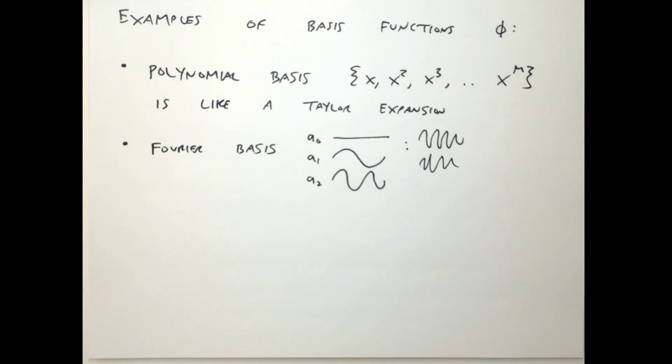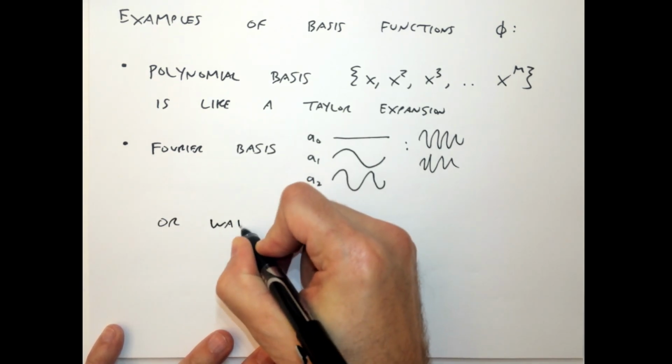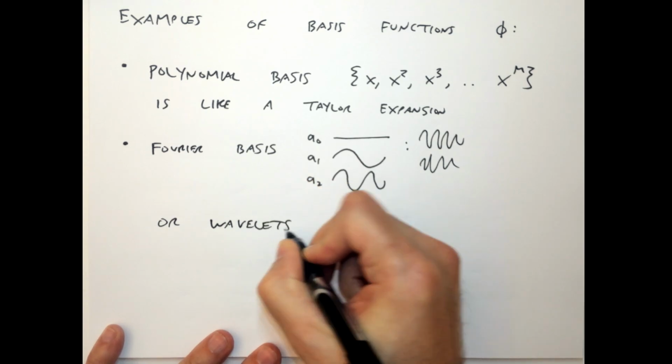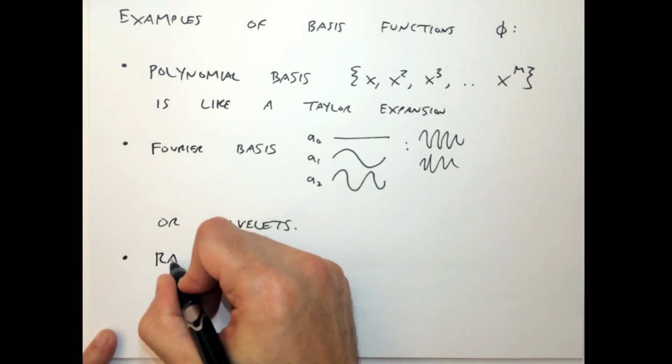If you're a more advanced signal processor, you may have heard of what's called the wavelet basis. The more advanced image compression algorithms use this thing called wavelets. Wavelets are also a different way of thinking about how to transform a function. I'm not going to talk about exactly what the structure of those wavelets is, but you can look it up. Another one that we often see in machine learning is what are called radial basis functions.